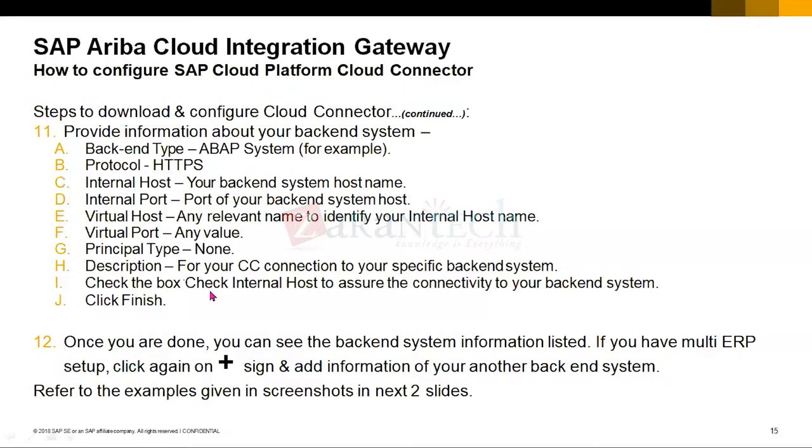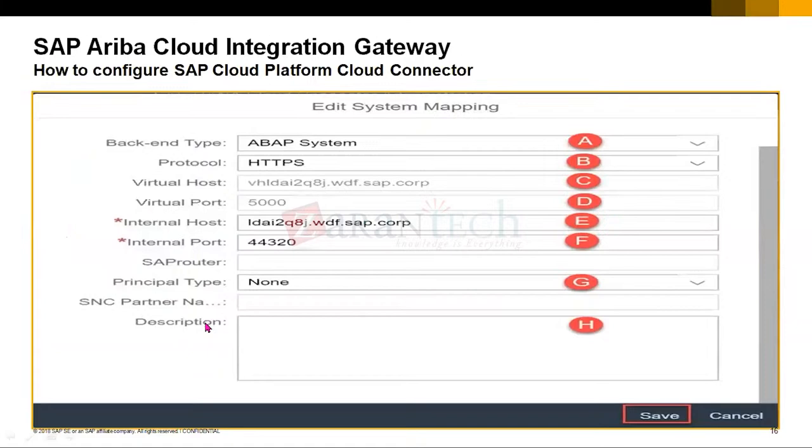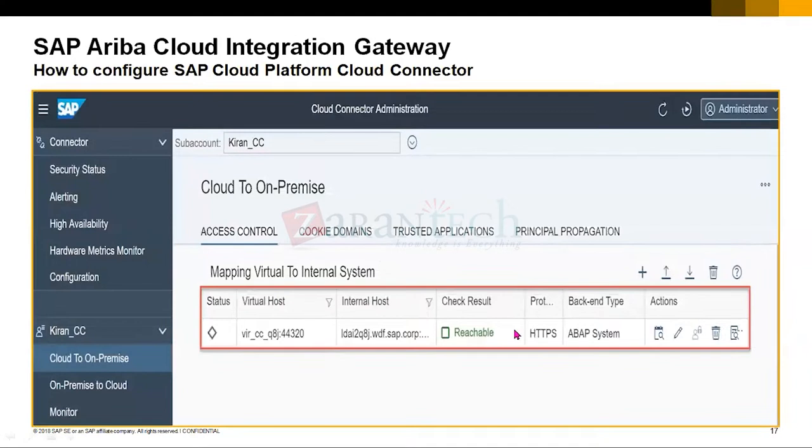Now you can see this is a screenshot of your sub account. Under the sub account, what we added from cloud to on-premise, that is your backend information, and it is showing here. Okay. Same way, if you come downside, you can see that once you maintain this entry, then you will be able to see this particular entry.